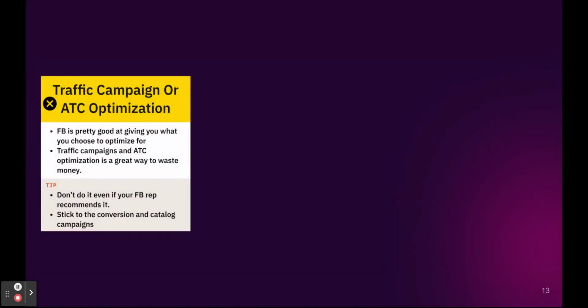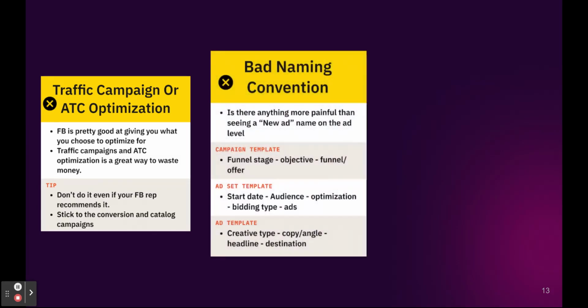Then they often run traffic campaigns or add to cart optimization, but Facebook is pretty good at giving you what you want. If you optimize for add to cart, you will get only people that will add to cart. So only stick to the catalog and conversion campaign. They have a bad naming convention for their campaign name, ad set name, and ad name. It's hard to identify what the audience is, what the ads are, what the optimization is. That should be clearly presented at the campaign, ad set, and ad level.